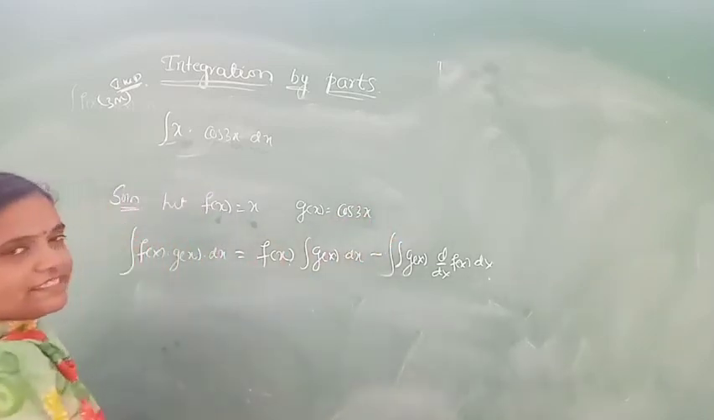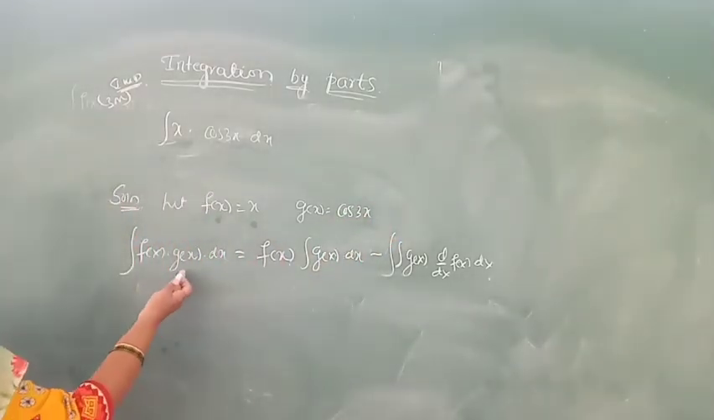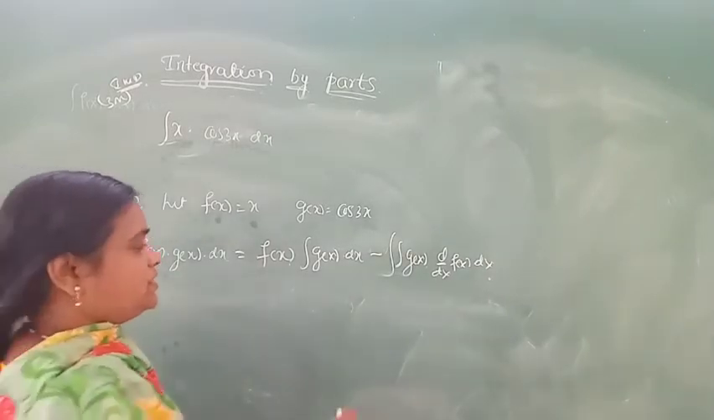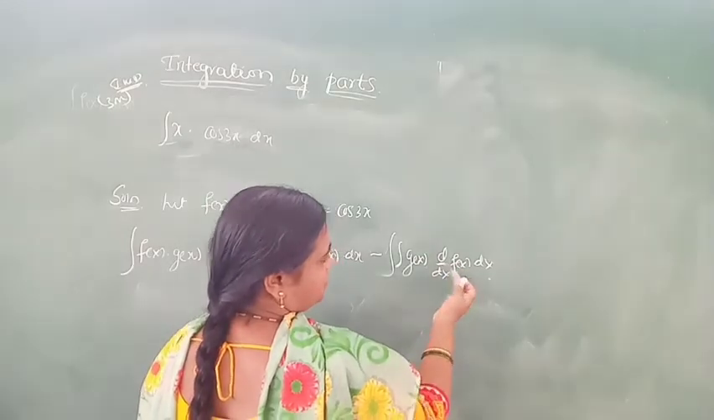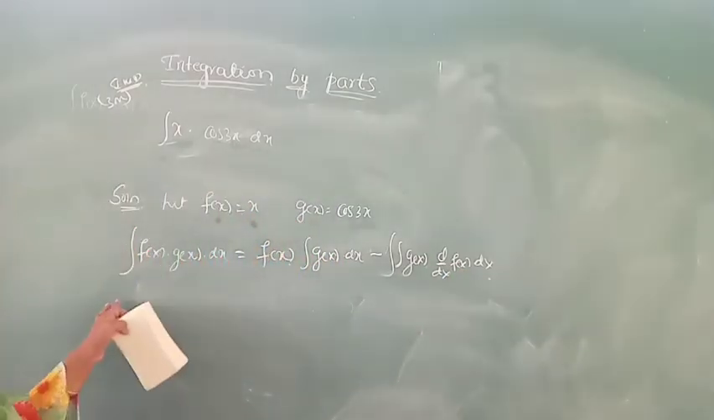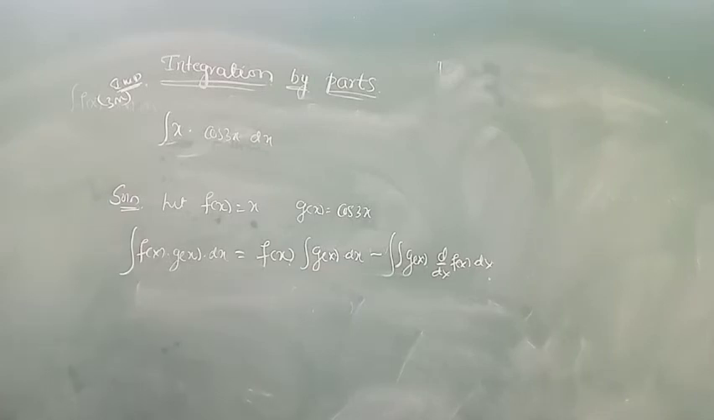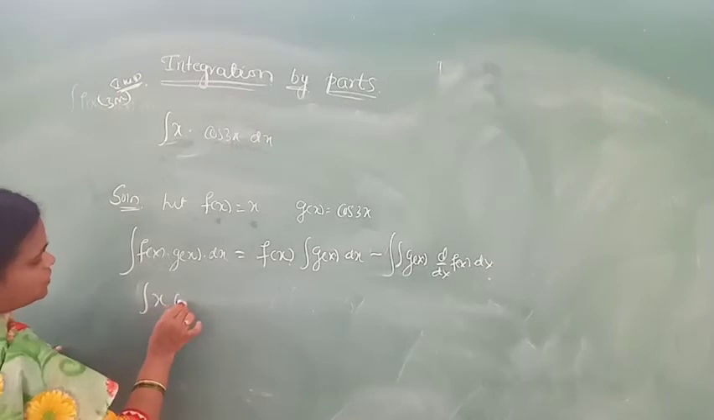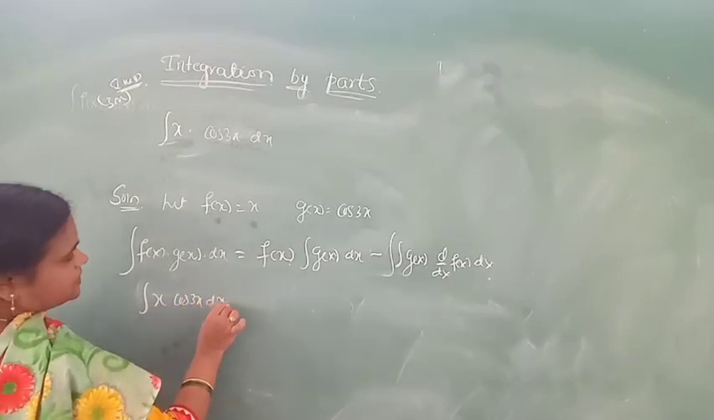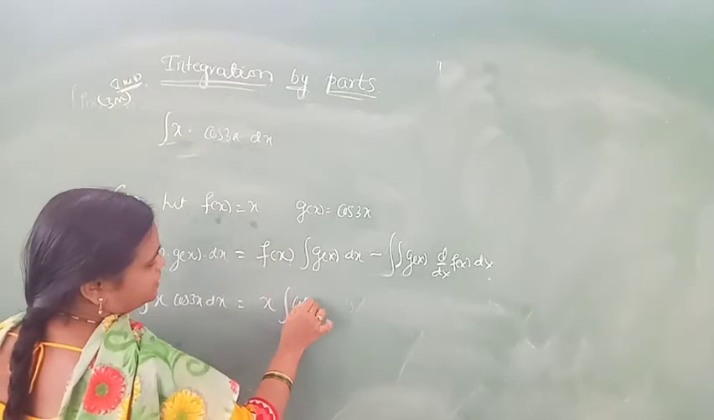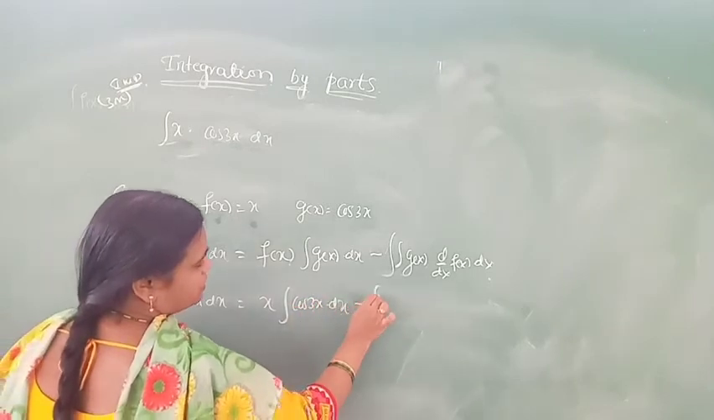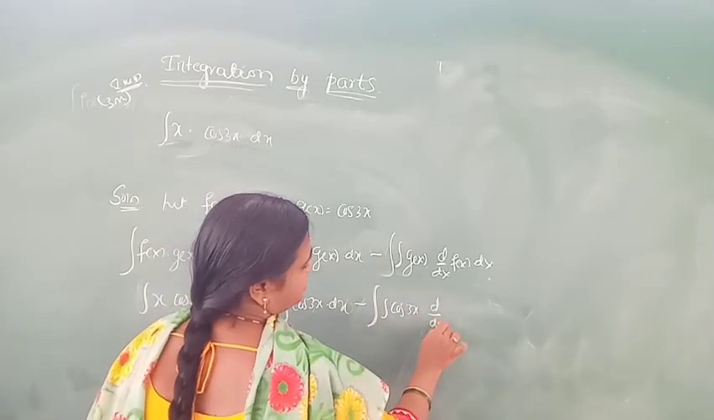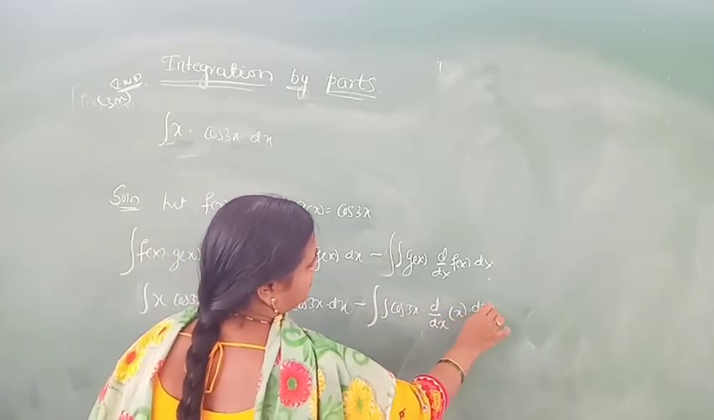And the formula is similar: f of x into g of x. The formula is f of x integration of g of x minus integration of [integration of g of x times differentiation of f of x]. This formula you have to remember. If you know the formula, then only we can apply it to the example. Therefore, integration of x cos 3x dx is x as it is, integration of cos 3x with respect to x, minus integration of [integration of cos 3x times d by dx of x] with respect to x.